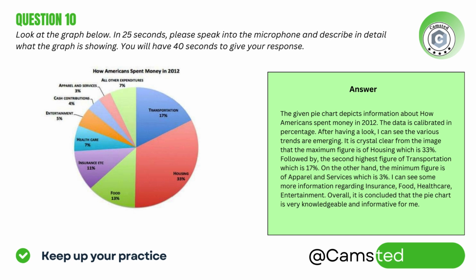Followed by, the second highest figure of transportation, which is 17%. On the other hand, the minimum figure is of apparel and services, which is 3%. I can see some more information regarding insurance, food, healthcare, entertainment. Overall, it is concluded that the pie chart is very knowledgeable and informative for me.